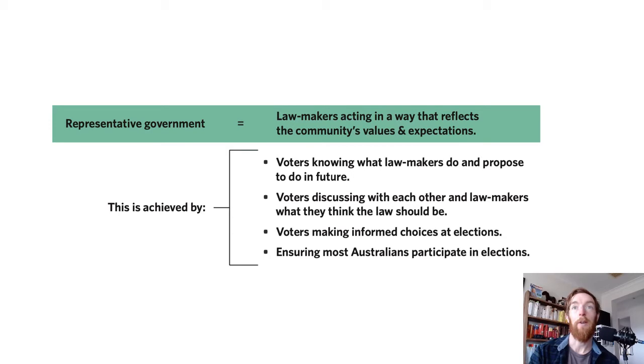Representative government is the lawmakers acting in a way that reflects the community values and expectations. This is achieved by voters knowing what lawmakers do and propose to do in future, so being clear in their communication. Voters discuss with each other and lawmakers what they think the law should be, so lawmakers listen to the public and change things based on that. Voters make informed choices at elections, and most Australians participate in elections, which tends to happen because if you don't vote, you get fined. So that's how we get most people having a say in Australian elections.